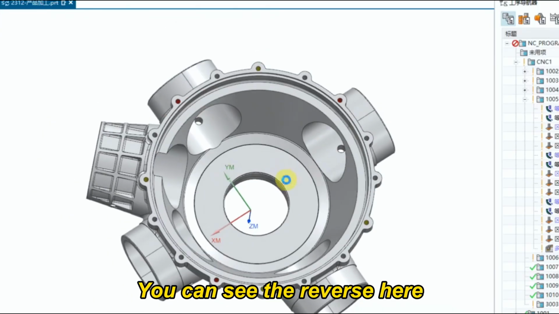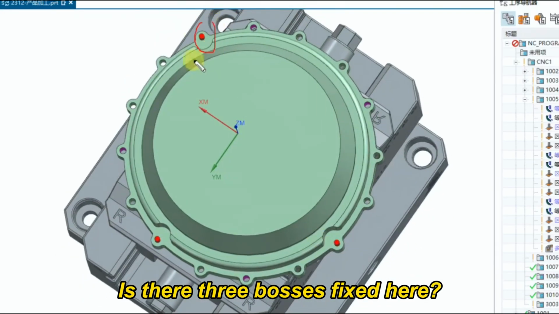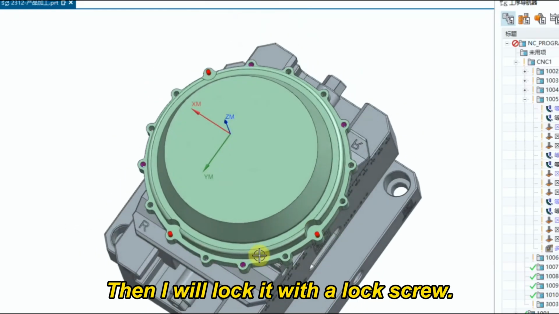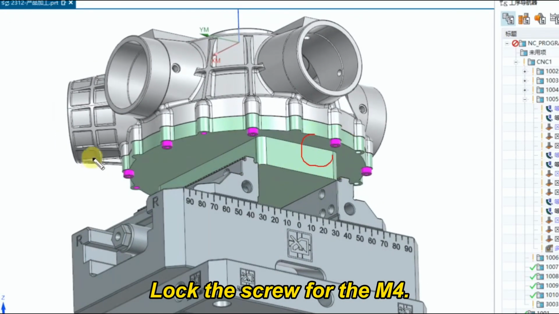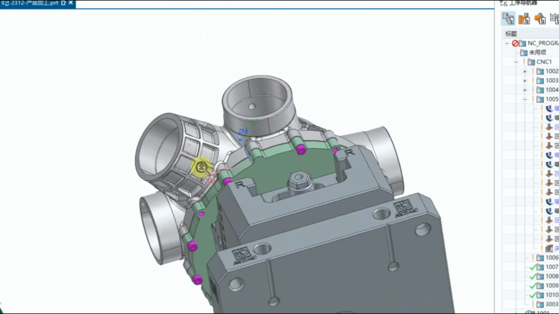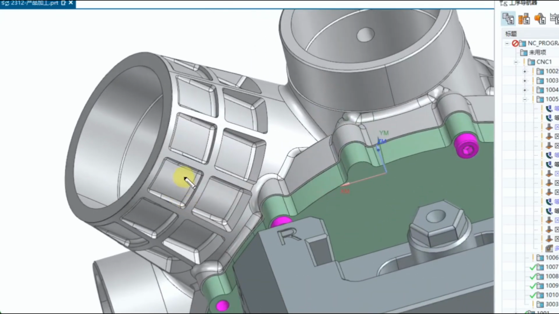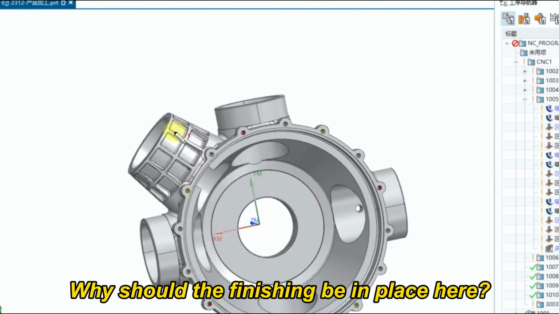You can see the reverse here. Are there 3 bosses fixed here? After fixing, I will lock it with a lock screw, the screw for the M4. Why don't I have these 4 slots in front of me? I finished it for him directly. Why should the finishing be in place here?